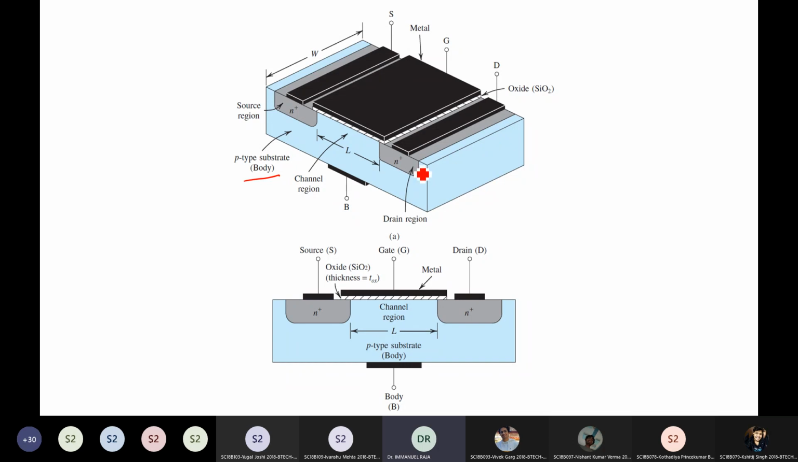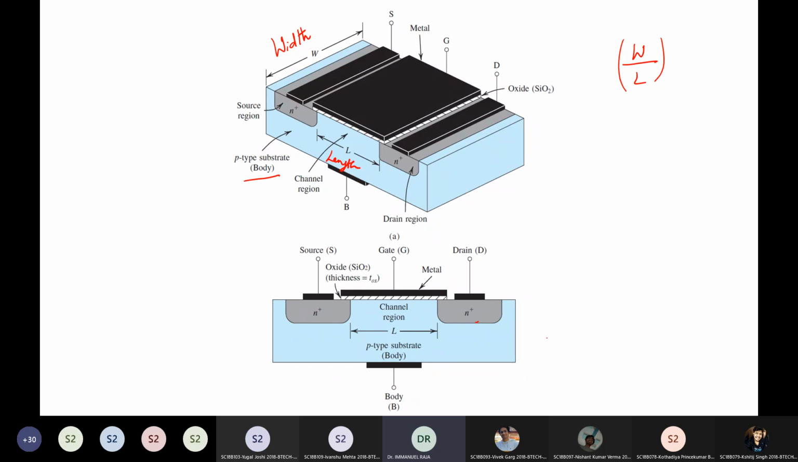Now, this is your drain region, and this is your source region, and also this is your metal, your oxide, and your source and drain regions. Now, when we talk about the dimensions of a MOSFET, you would have studied the W/L ratio of a MOSFET, right? So this dimension, as shown here, is the width of the MOSFET, and this dimension is the channel length of your MOSFET.